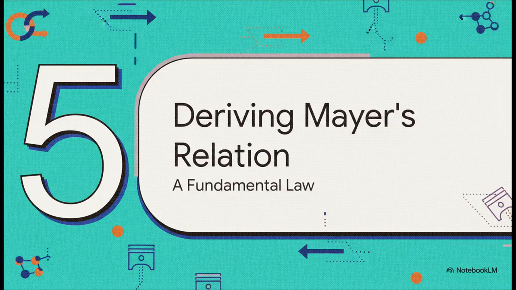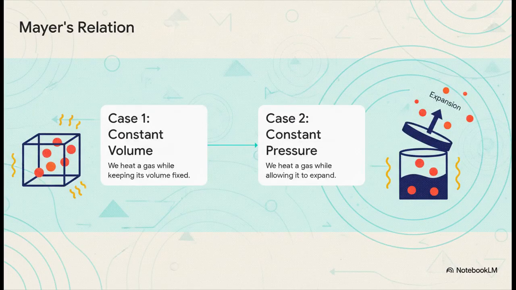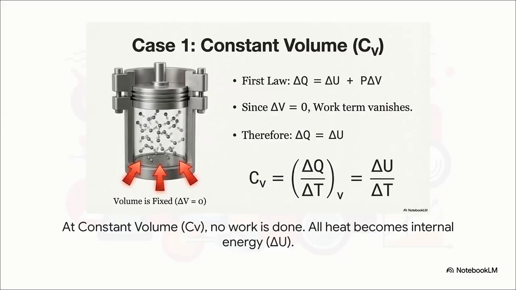And that whole dilemma leads us directly to one of the most beautiful and important derivations in all of basic thermodynamics. We are about to uncover a deep connection called Mayer's relation that links the specific heat of a gas in two very different scenarios. So, we're going to build this up piece by piece by looking at two totally separate ways to heat a gas. Okay, case number 1, heating at constant volume.